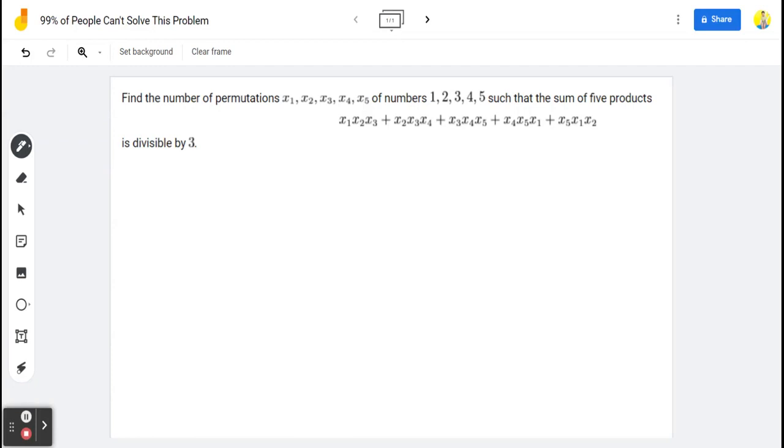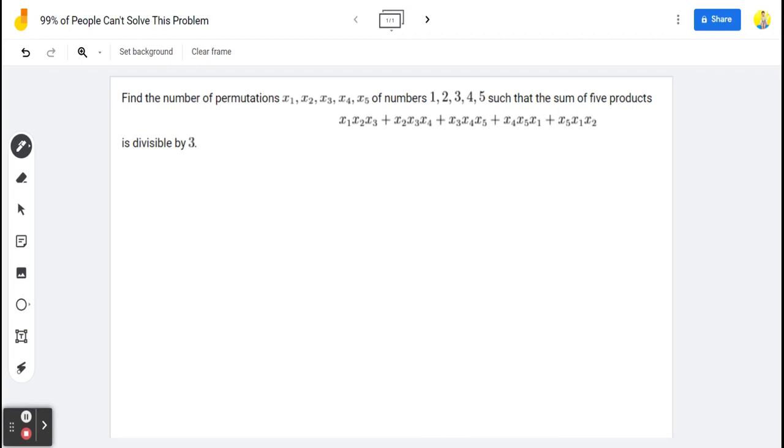The problem says, find the number of permutations x1, x2, x3, x4, x5 of the numbers 1, 2, 3, 4, 5, such that the sum of the five products x1 times x2 times x3 plus x2 times x3 times x4 plus x3 times x4 times x5 plus x4 times x5 times x1 plus x5 times x1 times x2 is divisible by 3.